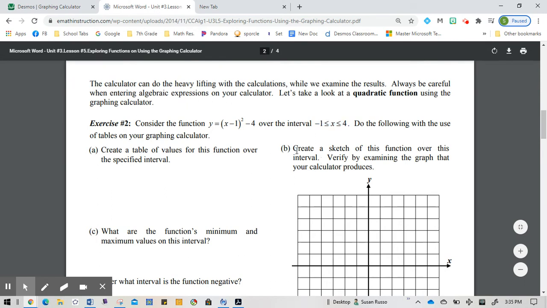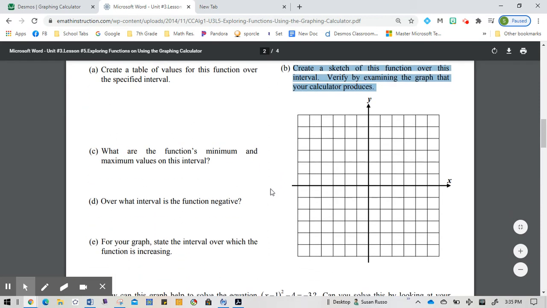It says create a sketch of this function over this interval. And again, you can copy that right from Desmos onto your PDF. Part C says, what are the function's minimum and maximum values on this interval?